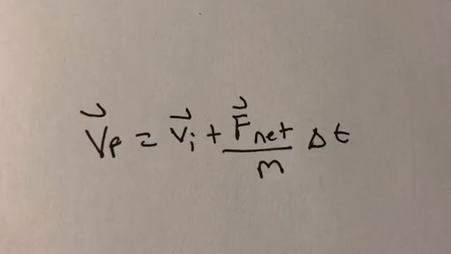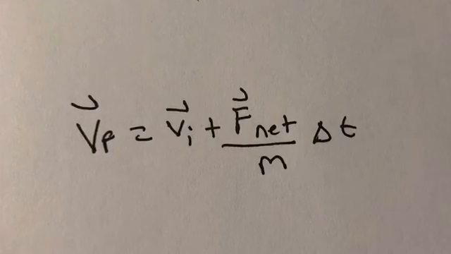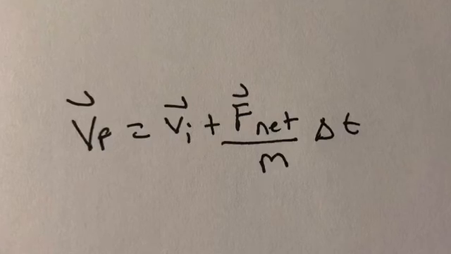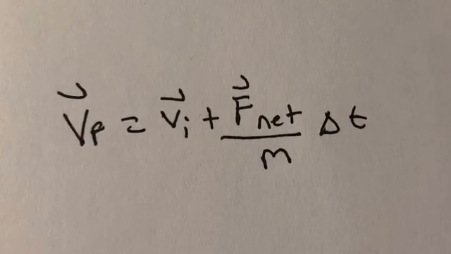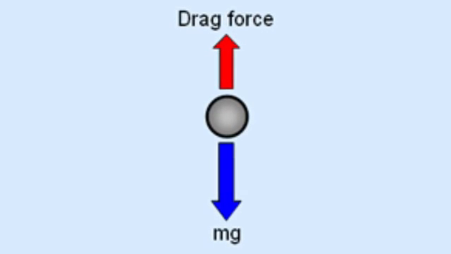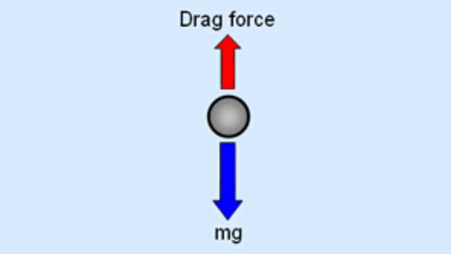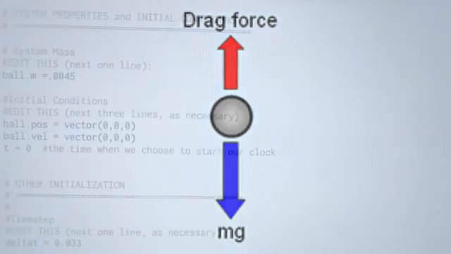As we can see from Newton's second law, in order for the final velocity of an object to be different from the initial velocity, there must be a non-zero net force present, or else the final velocity will be equal to the initial velocity. When the paper ball falls, there are two forces acting on it: the force of gravity, which points downward toward the floor, and the drag force, which points away from the force of gravity.